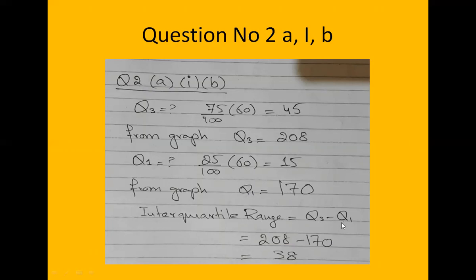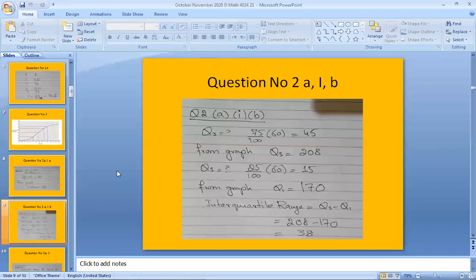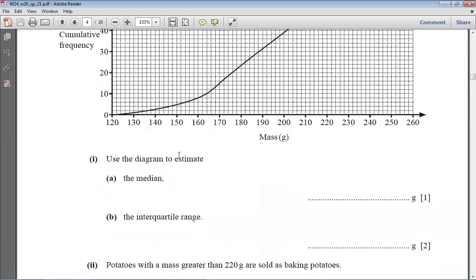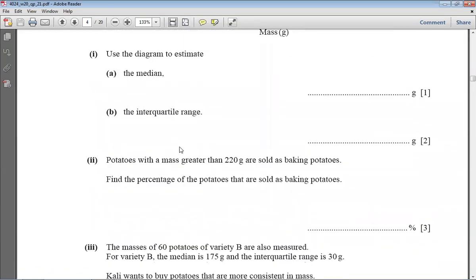Interquartile range is Q3 minus Q1. So Q3 is 208, and Q1 is 170. So 208 minus 170, and that will be 38. So this is how you find the interquartile range. Okay. So that was a 2-mark question.